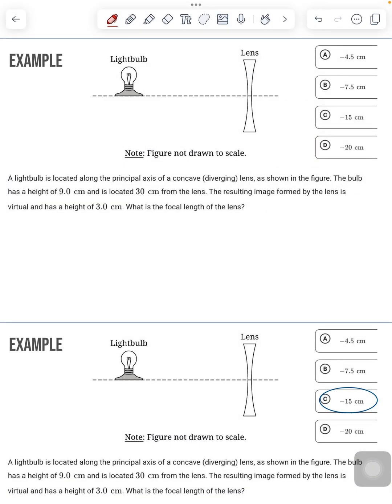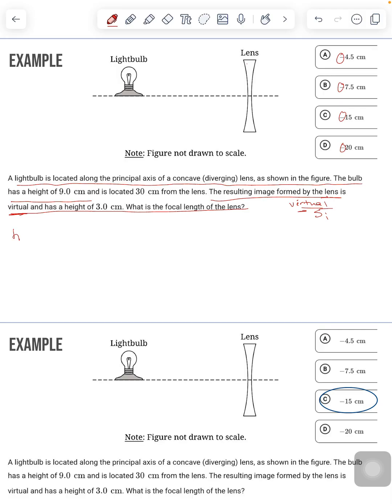All right, we have a light bulb located along the principal axis of a concave diverging lens shown in the figure. The bulb has a height of 9 centimeters. We know we're going to get a negative focal length because it's a diverging lens. The focal length should be negative for the first one. And the resulting image formed by the lens is virtual, which means it's going to have a negative image distance as well.